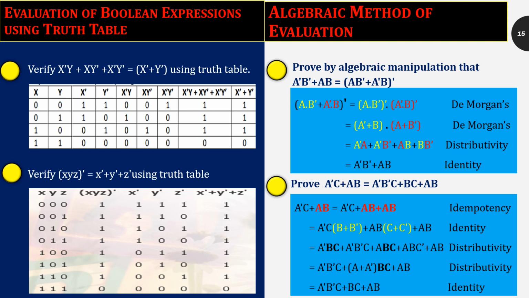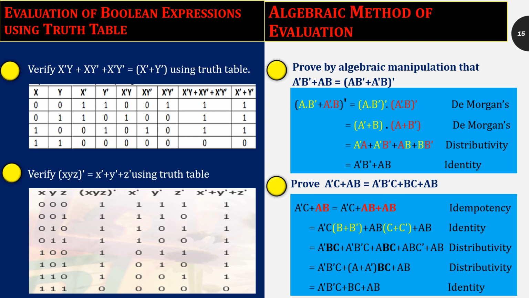Let's look at another example. Prove a bar c plus ab is equal to a bar b bar c plus bc plus ab. We take the left hand side, a bar c plus ab, which can be written as a bar c plus ab plus ab. That means we are using the idempotent law, A is equal to A plus A. We are just repeating that AB is equal to AB plus AB.